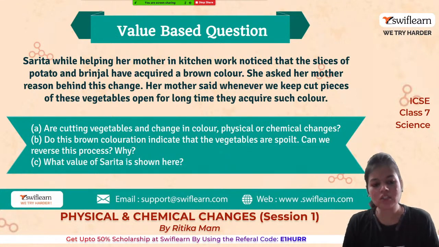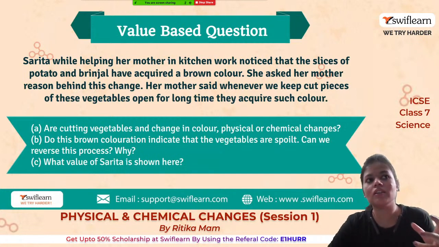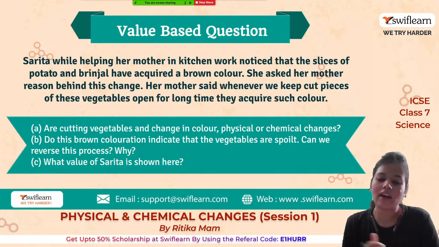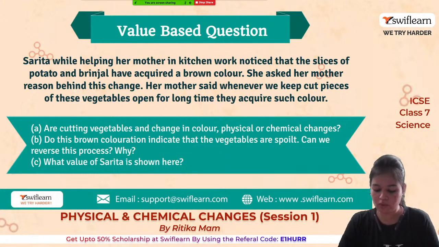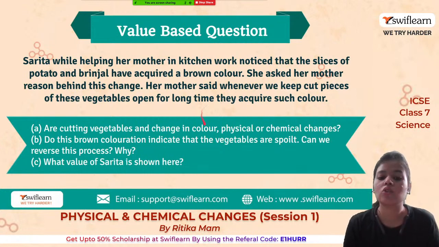So it is not that vegetables are spoiled. It is just that when we cut the vegetables, they react with certain enzymes, and then they acquire the brown color. Whenever the cut vegetables are exposed to air, they react with certain enzymes, and hence the color changes, and we cannot reverse this process. And what value of Sarita is being shown here? She is helping her mother, so her nature is helpful, and she is also inquiring about certain things, so she is thoughtful.